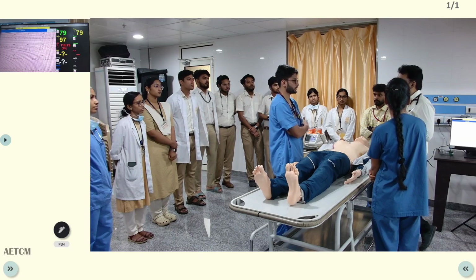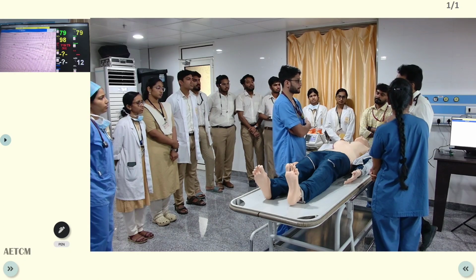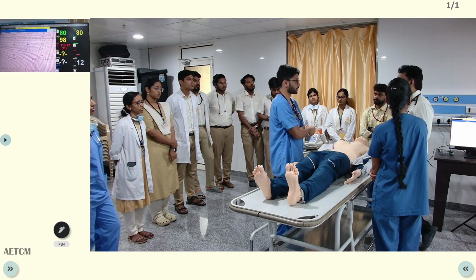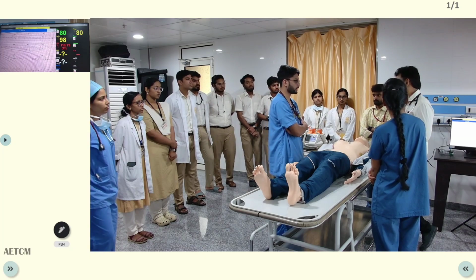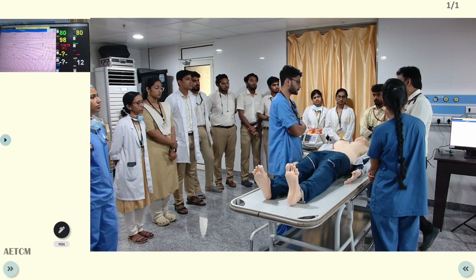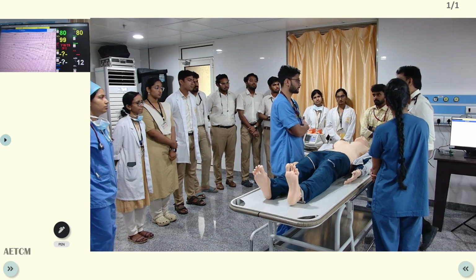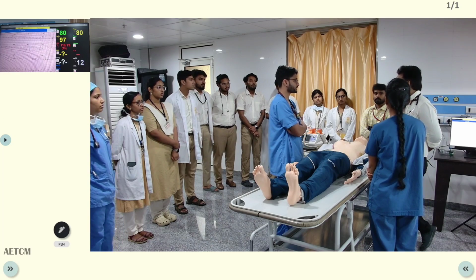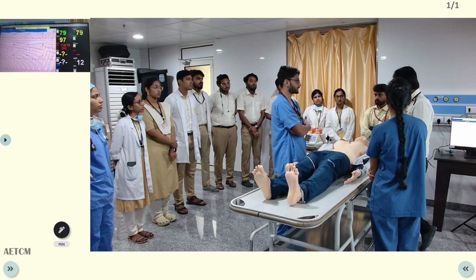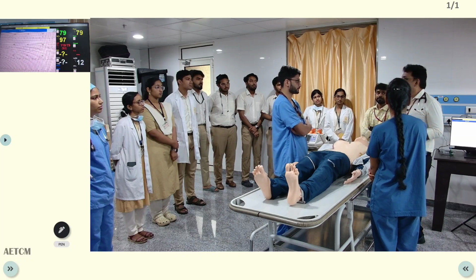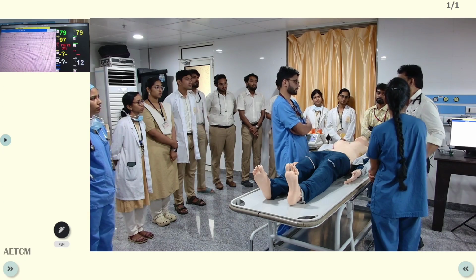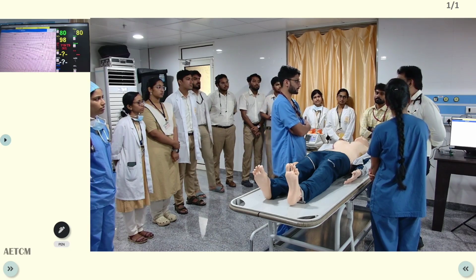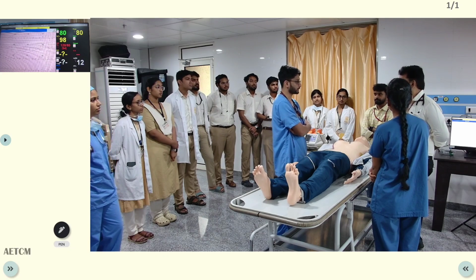For Torsades de pointes, it's magnesium sulfate. For VT, it is shock: initial shock two times, and next we can start giving amiodarone. So what is the difference between SVT and VT shock? SVT you have seen yesterday, we gave only a very small dose of shock. Here how much? 200. So a high dose we have given.